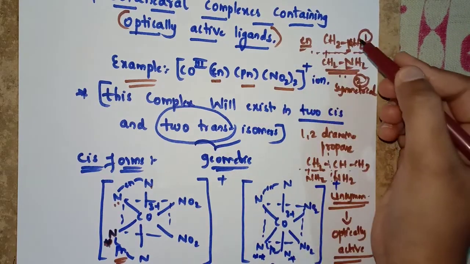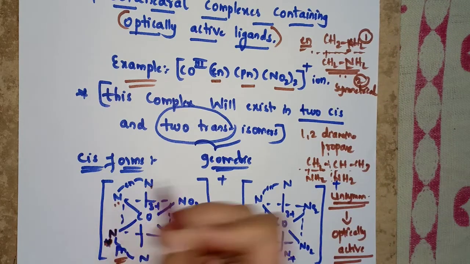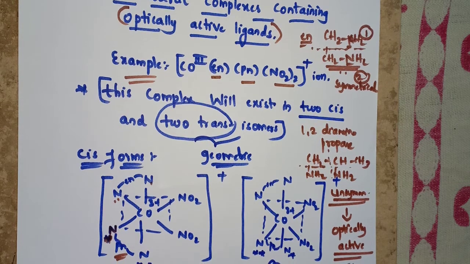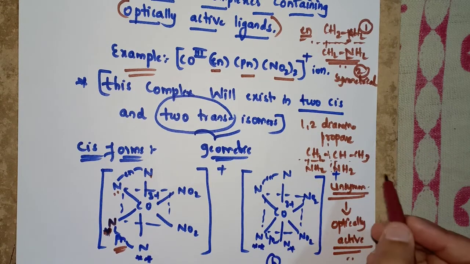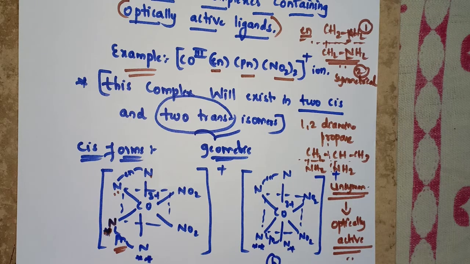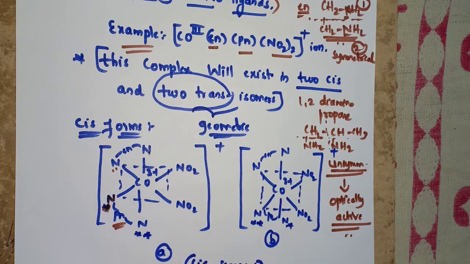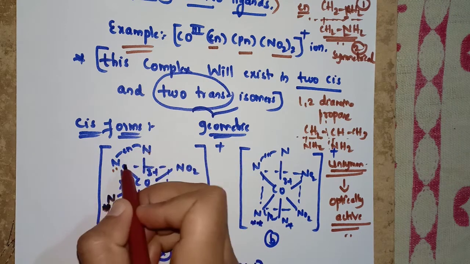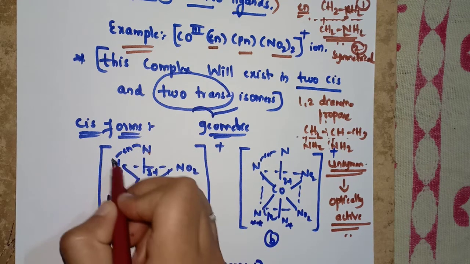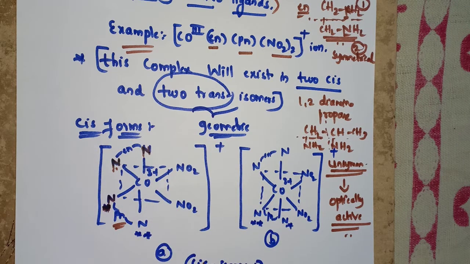Here this ethylene diamine also has nitrogens, and this 1,2-diaminopropane also has 2 nitrogens. To differentiate between these nitrogens, I have drawn an asterisk. The asterisk represents that the nitrogen is from 1,2-diaminopropane, whereas nitrogens without an asterisk belong to ethylene diamine.